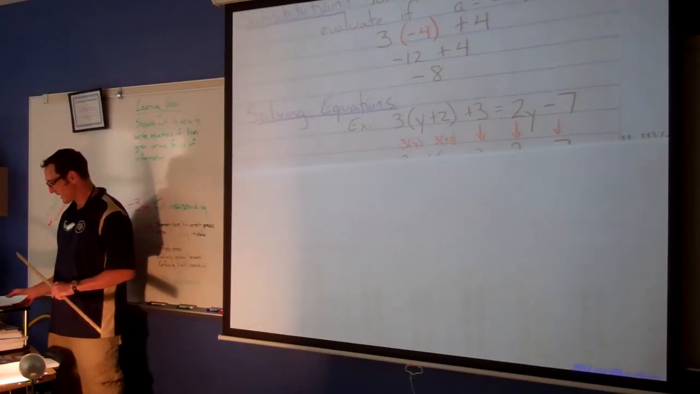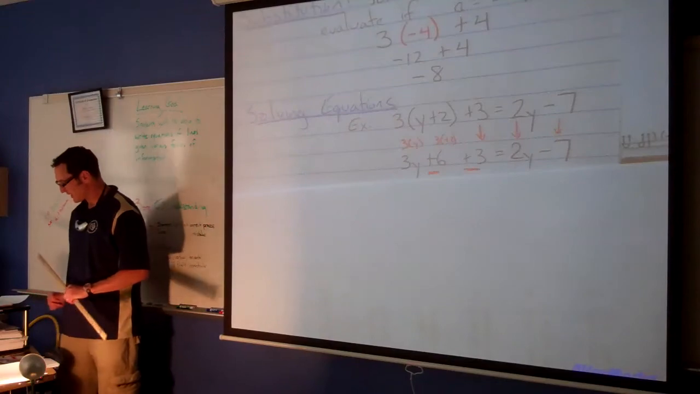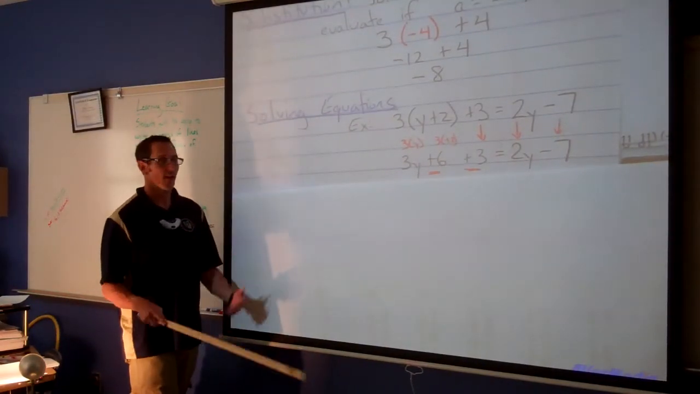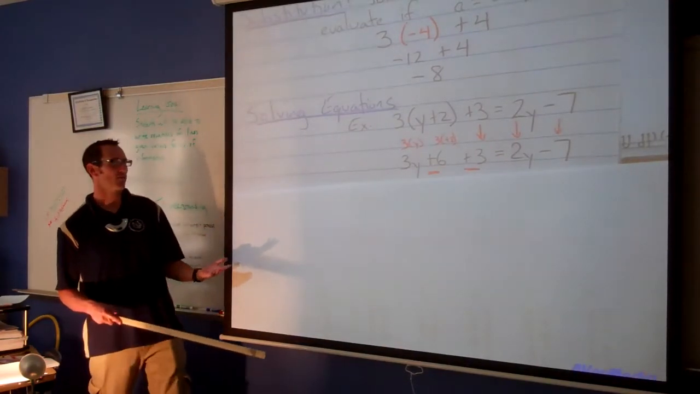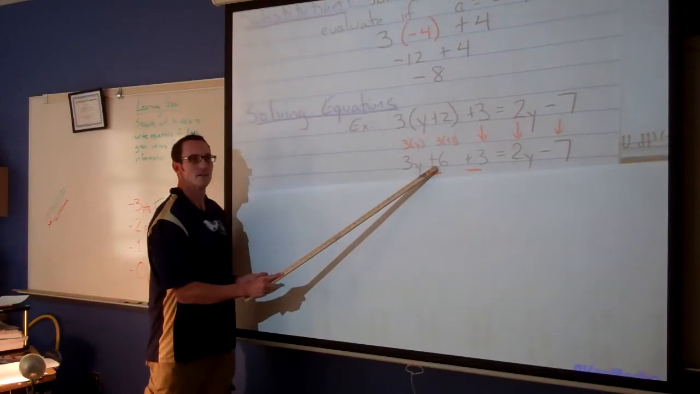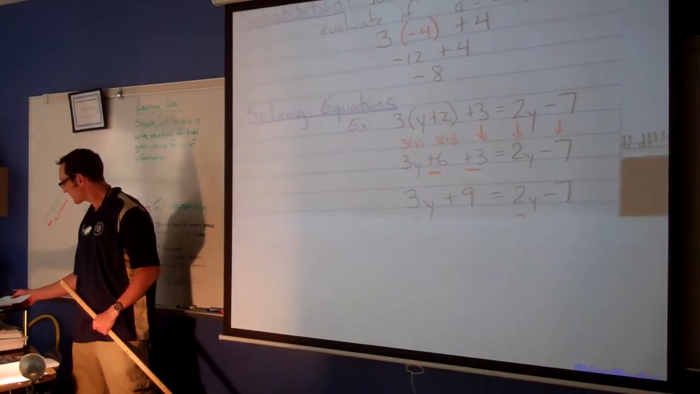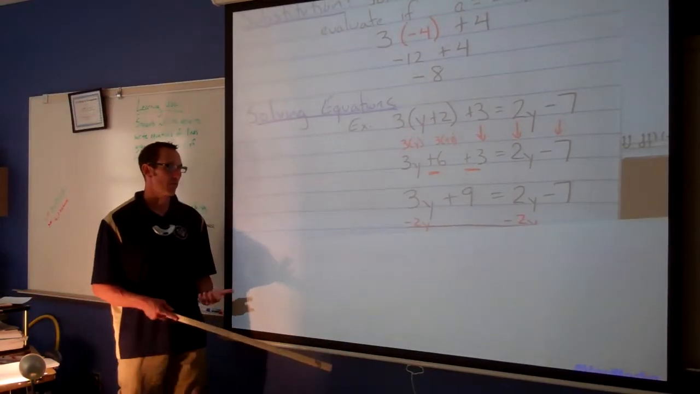So 3 times y and then 3 times positive 2, which would leave us with 3y plus 6. And then we have that plus 3. And then we have the other side of the equation. So to continue in the simplifying process, we can add 6 and 3, so we will do that next. And when we add 6 and 3, we get, of course, 9. And so we have 3y plus 9 equals 2y minus 7.